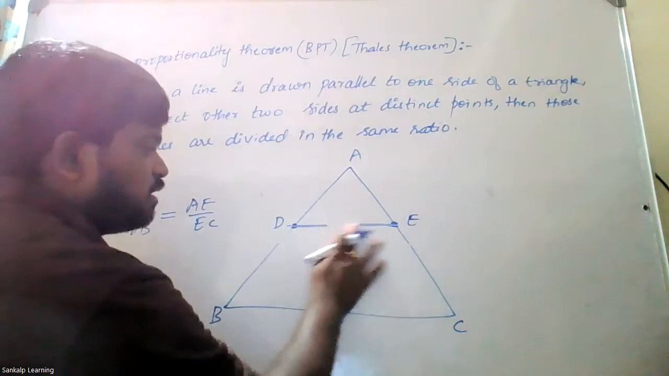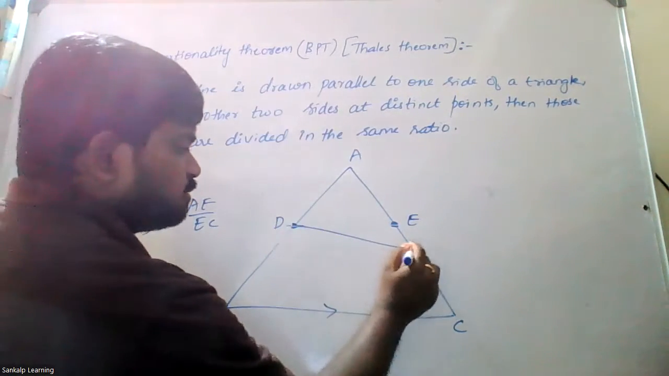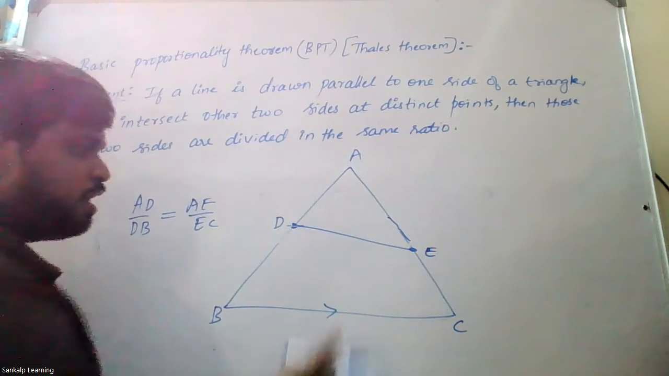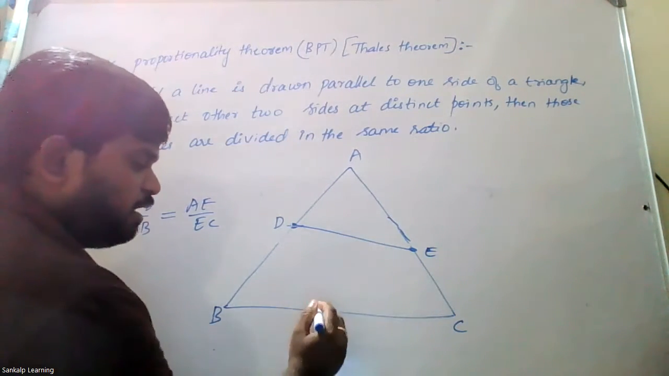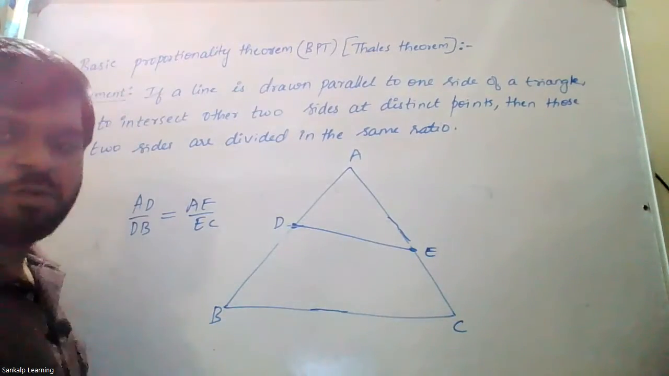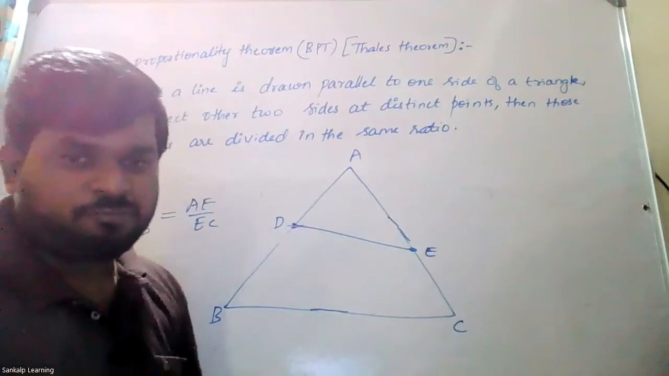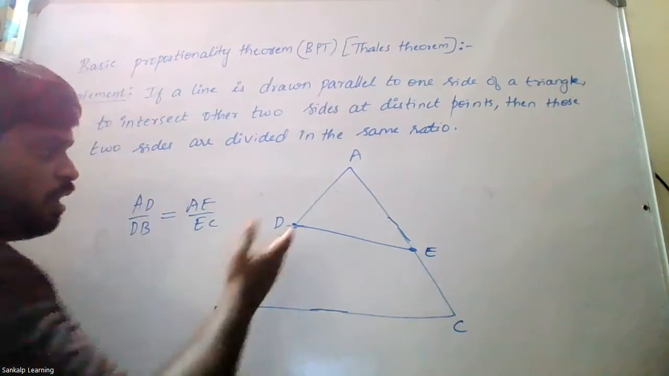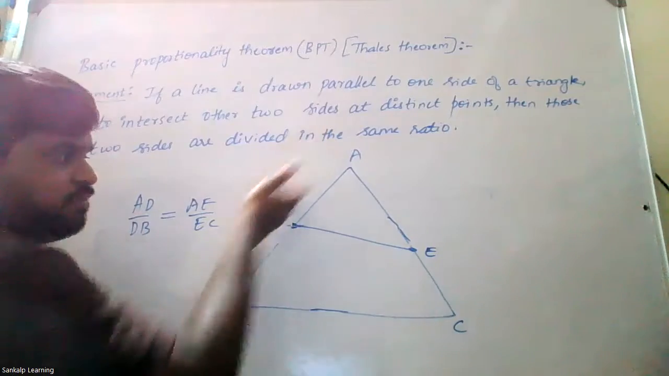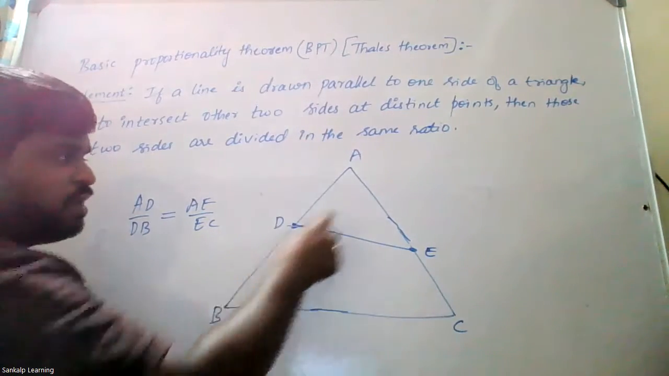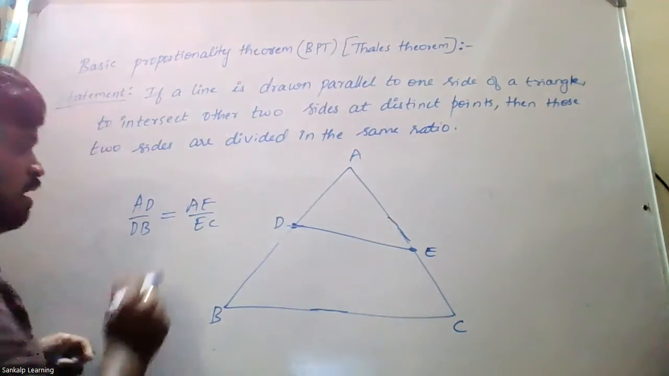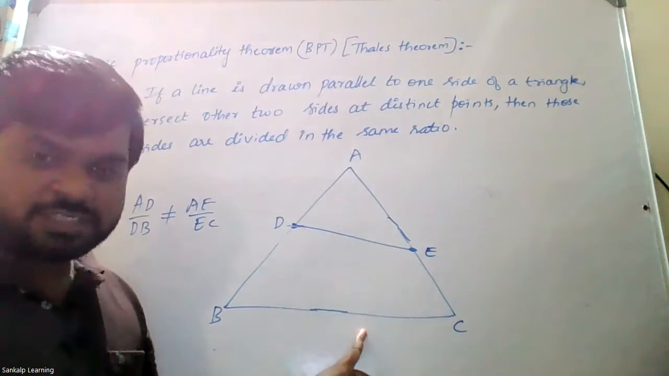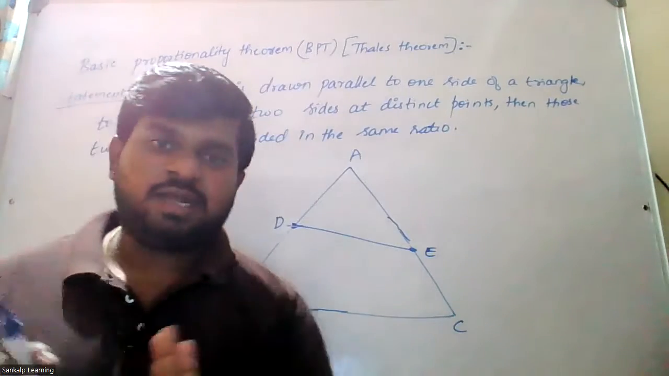If the line is not parallel, see, I can also draw a line like this. Now, is this line parallel to this? Very clearly, this line and this line are not parallel, because if you extend it, they are going to meet somewhere, isn't it? So these two lines are not parallel. Now, as soon as I draw this line, this side is divided in what ratio? AD by DB. This is also divided in what ratio? AE by EC, but they'll not be equal. Why? Because this line is not parallel to this. If it is parallel, then the ratios will be equal. This is the theorem BPT.